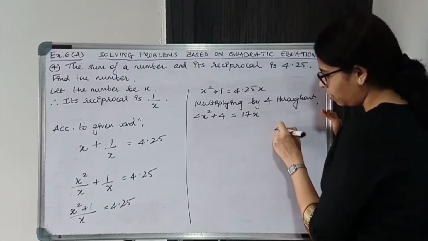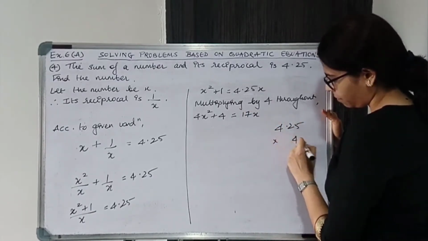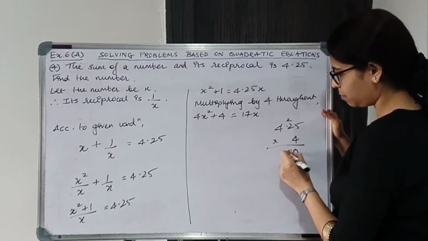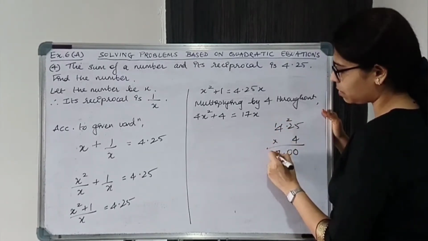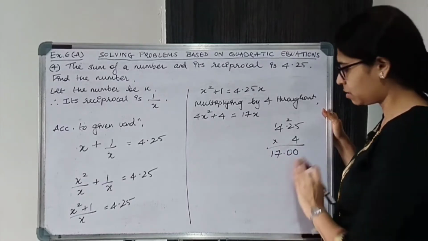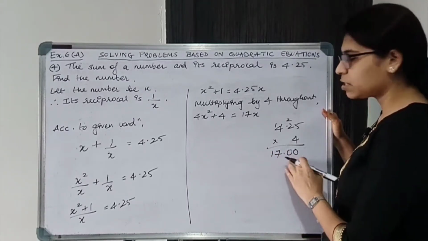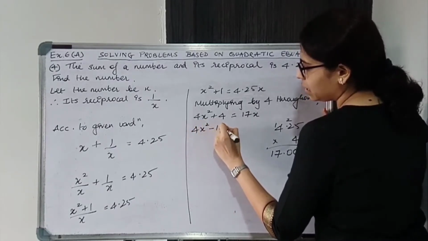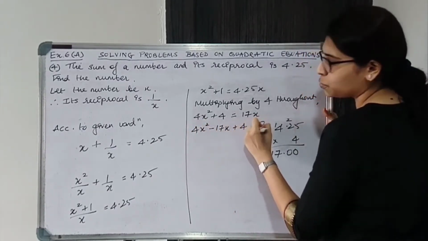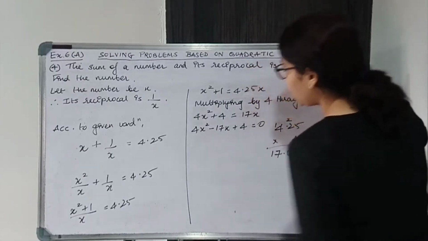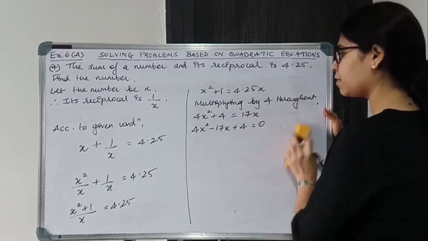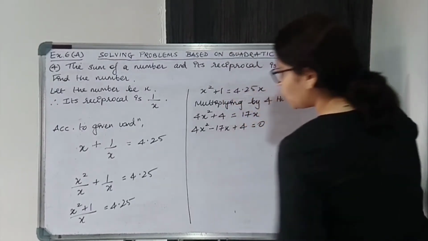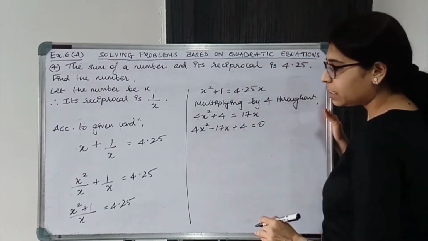You can just check. 4 5s are 20. 4 2s are 8 plus 2, 10. 4 4s are 16 plus 1, 17.00. Okay, that is, anyway 17.00 is 17. So 4x square minus 17x plus 4 is equal to 0. So even if you multiply by 100 and then divide by 25, you will still get that answer. Okay, so this is the final equation.